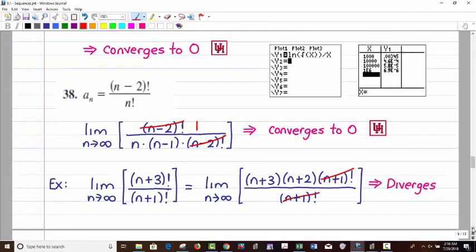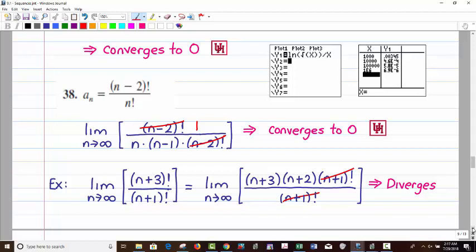Now, factorials. Take a look at factorials. Here's an interesting thing with factorial limits: there's only one of two possible answers you can get for a factorial sequence limit. Two answers only. It's either going to converge to 0 or it's going to diverge.